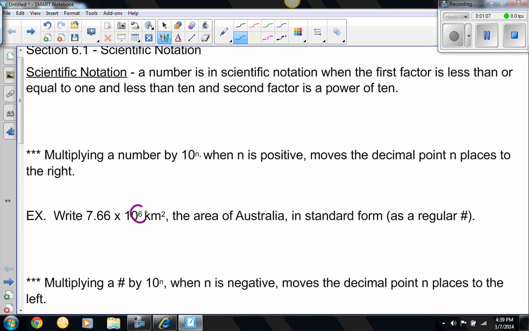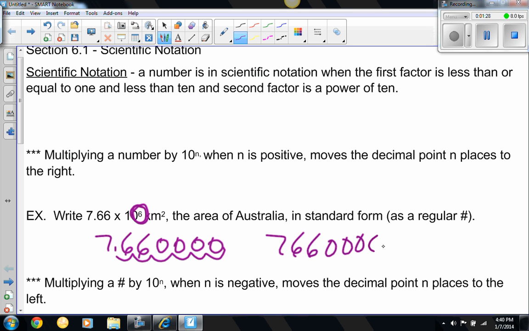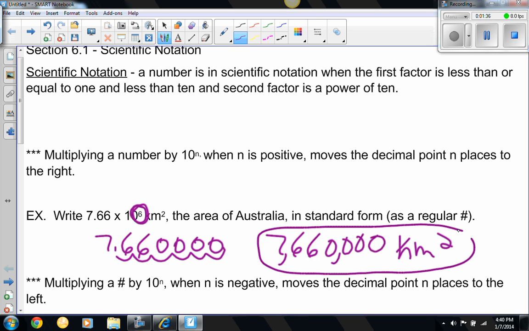This 6 right here tells me how many spots to move my decimal. It does not tell me how many zeros to add. So I'm going to go 7.66. This tells me 6 spots. So 1, 2, 3, 4, 5, 6. And I'm going to fill in my zeros, and then I'm going to put commas in. So let me rewrite it so that I can fit my commas in there. So it'd be 7,660,000 square kilometers as a regular number.